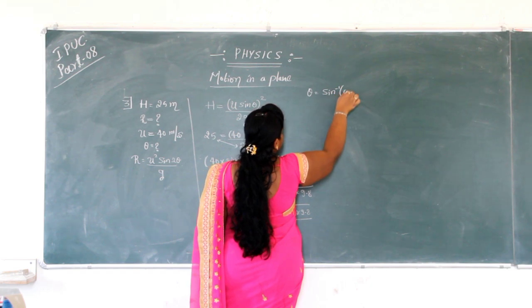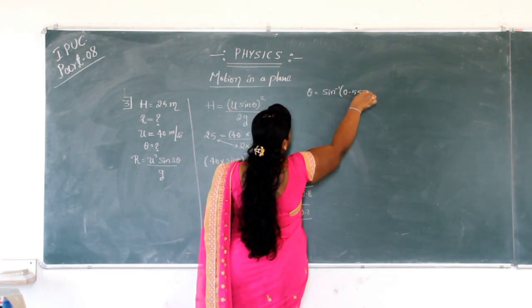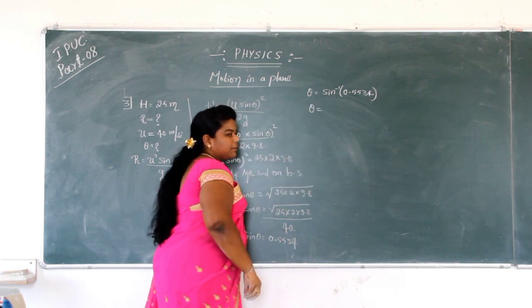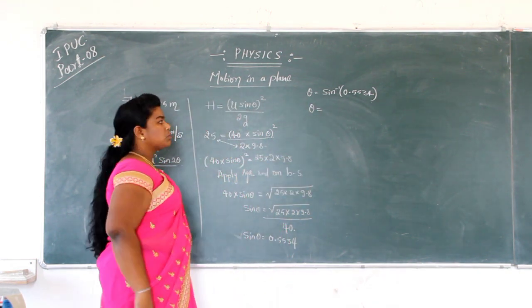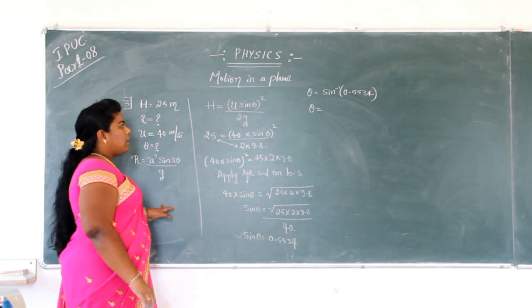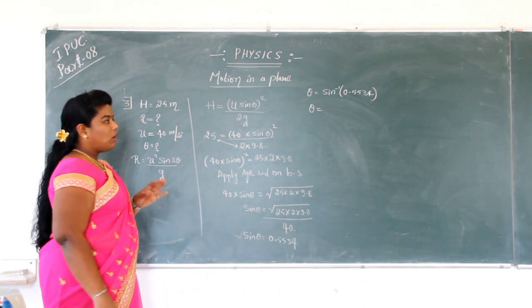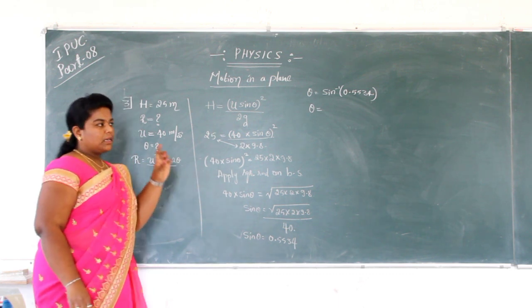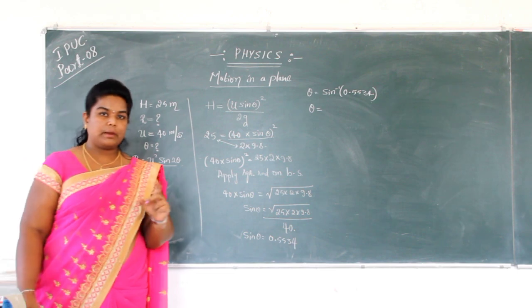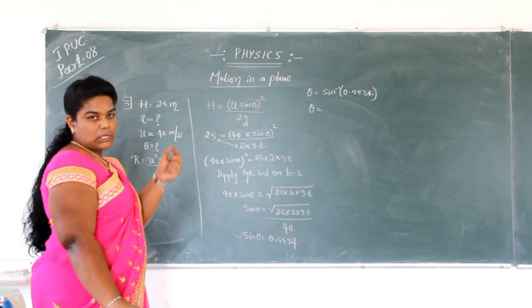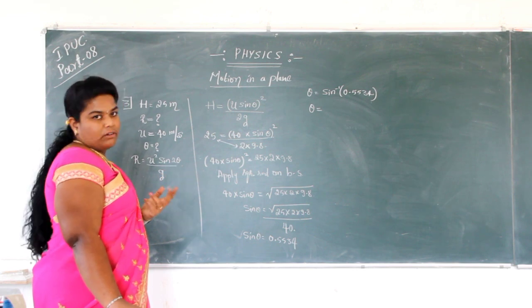sin inverse of 0.5534. Dear students, this has to be calculated using the log book. Once you come to the school, I will show you how to calculate the log values. But for now I will definitely give you the log value. If a question is given in the exam, we will give the log value in brackets, because everyone should have a log book. I should show the log book to calculate. Directly I cannot solve it here.